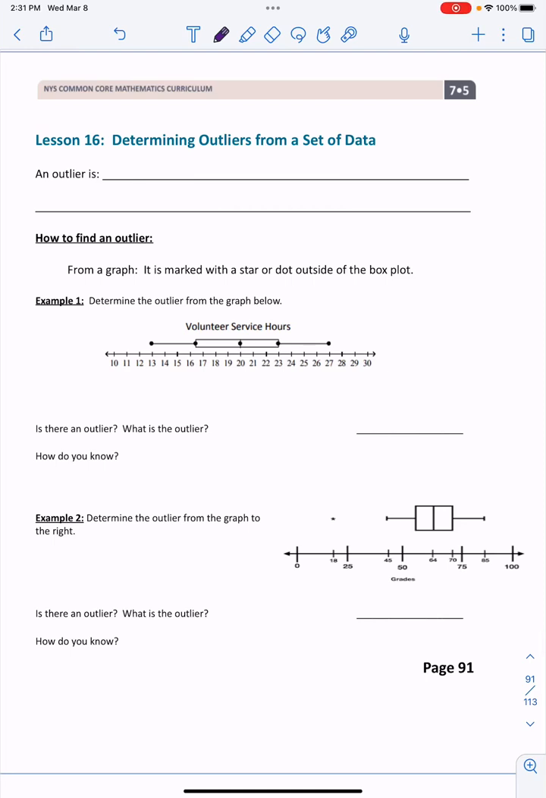Lesson 16, determining outliers from a set of data. An outlier is an observation that lies an abnormal distance from other values in a random sample from a population.